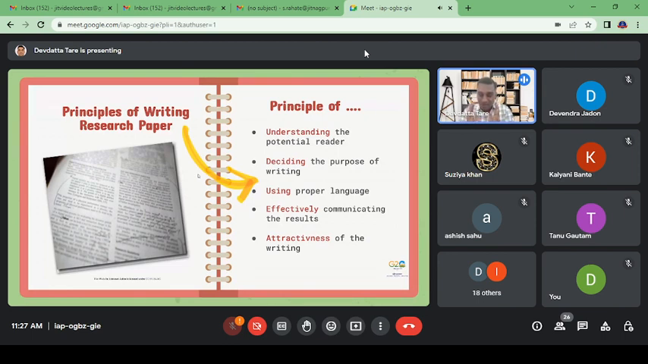So your research paper should always be attractive. That doesn't mean it should be overlaid with jargons. You can use technical terms, but for explaining the results, for communicating the results, for conveying your thoughts, you should always avoid using jargons.